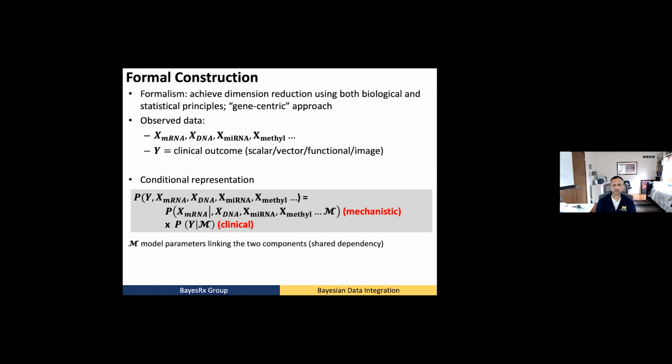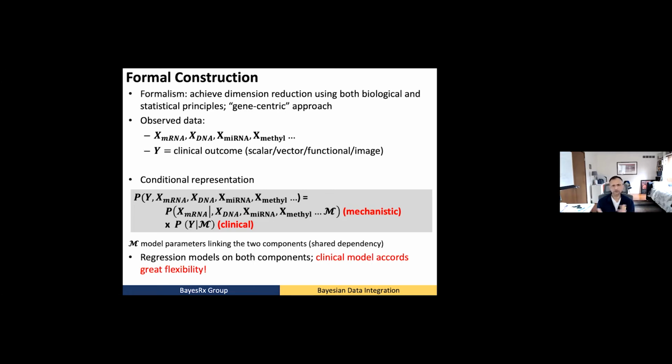So what we eventually want to get to, from a probabilistic perspective, is a joint distribution on all the data types. And this deconvolution of these two components into a mechanistic and a clinical model, using expression as a common element defining that conditional representation, and having two sets of models, one driving the mechanism and the other driving the clinical responses, with some parameters that link the two models to incorporate the shared dependency. And that's the idea here.